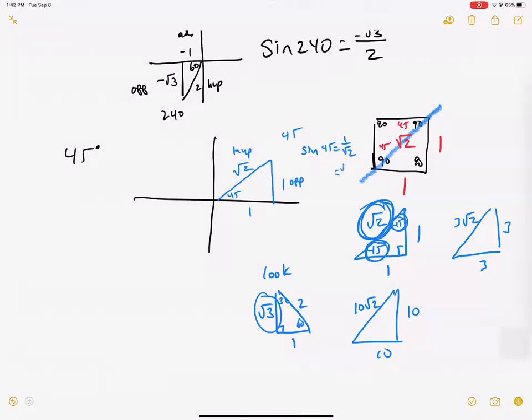Rewriting this, square root of 2 on top over 2. Let me do that again. 1 over square root of 2. We multiply square root of 2 on the bottom and the top. So square root of 2 over square root of 4, which is back to square root of 2 over 2.